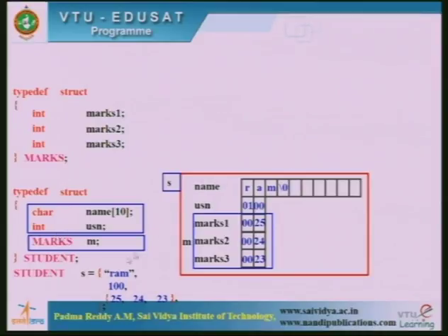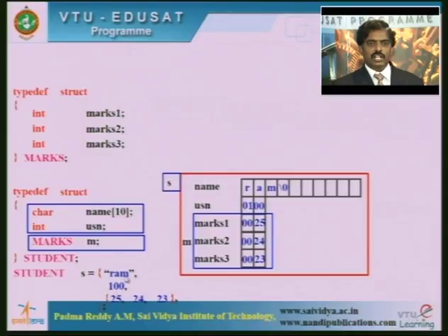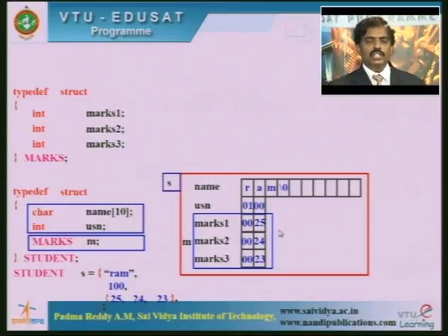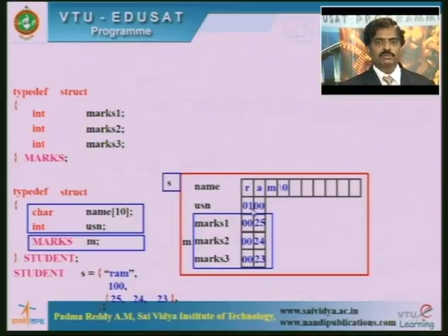Now here the variable s is initialized with RAM, the data 100, 25, 24 and 23, and this is how the data is stored in the structure. Now let us see how to access this data from the memory. Here the entire set of memory locations can be accessed by the common name s. Now can you tell me, using this variable s, how can you access this field name? s dot name. So we use the dot operator here.